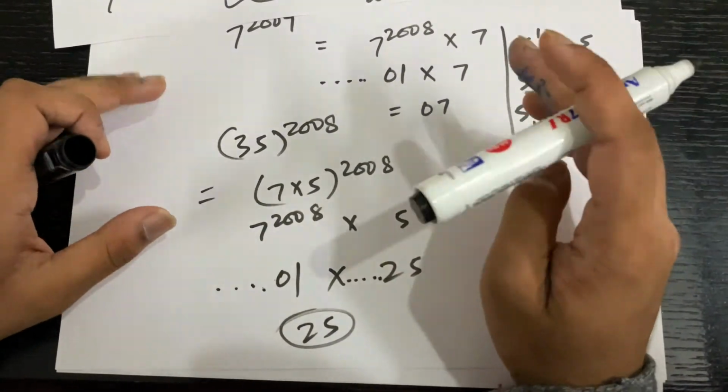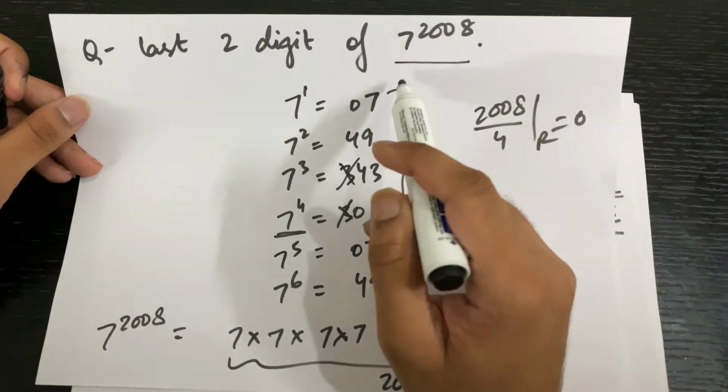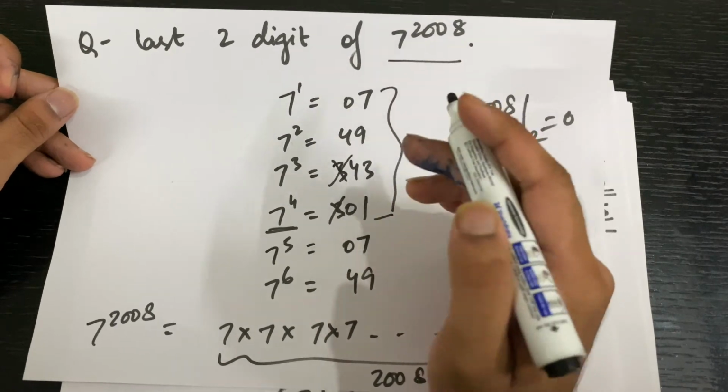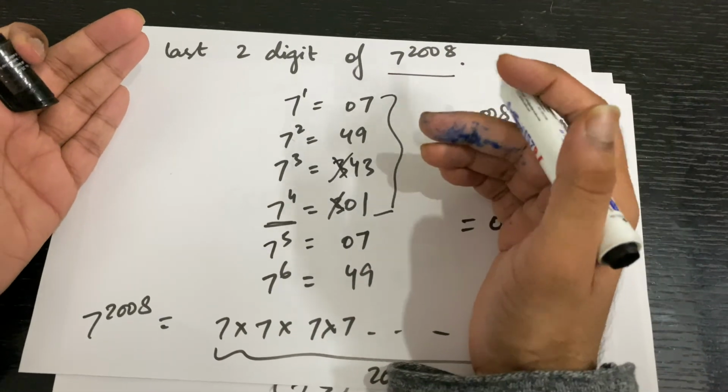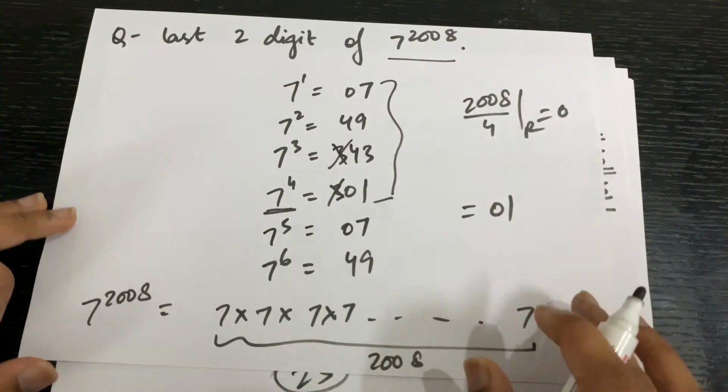So you can see CAT is an examination of common sense. Some people will try to solve it with the binomial theorem. That is also possible, but if you can notice simple patterns, this question is nothing but a second grade question. So thank you.